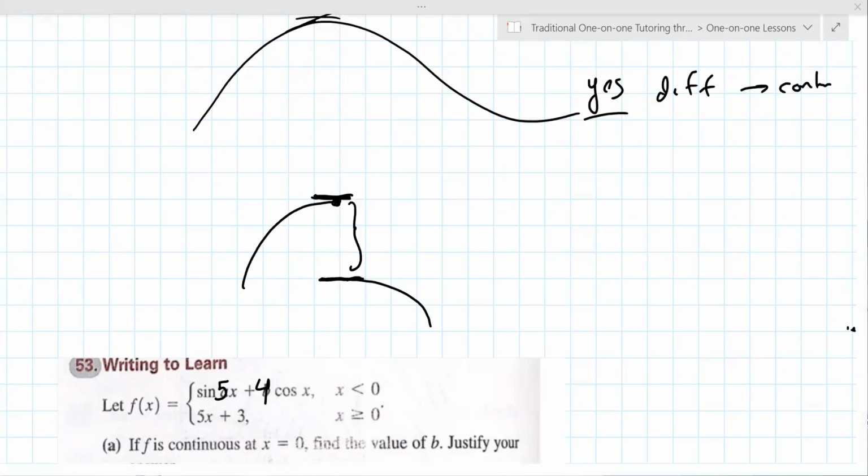Okay, 55 is next. Wow, there's a whole host of instructions here. All right, let me snip it in.